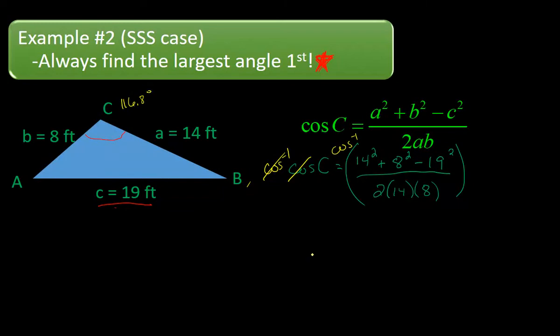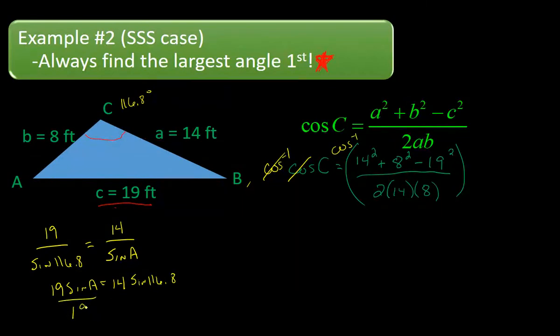116.8 for that. Now, just like in the previous problem, now I have my pair. I have both C's, and I can go right back to solving with the law of sines. So I will start with 19 over the sine of 116.8 equaling, and then you could pick which one you want to solve for. I'm going to solve for A. So I'll have 14 over the sine of A. I'll cross multiply and get 19 sine A is equal to 14 sine of 116.8 divided by 19.